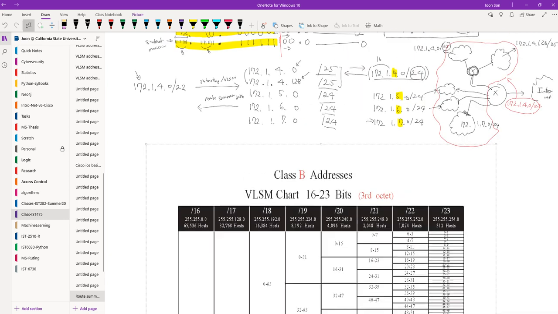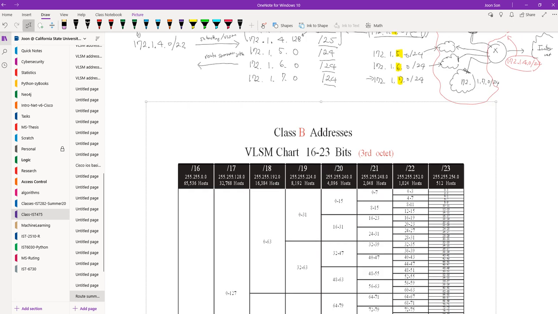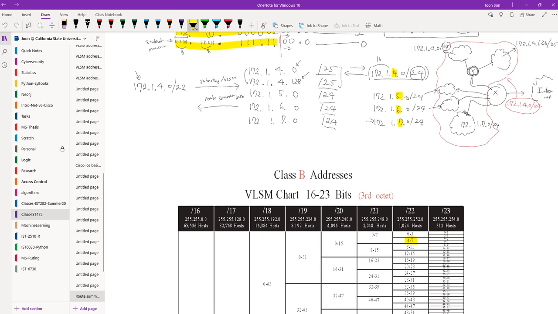And then I want you to take a look at this /22, right? You will see the interesting number here: 4 to 7. You see that 4 to 7? So that means 4, 5, 6, and 7, right? So you know that what? You have to use /22, right?